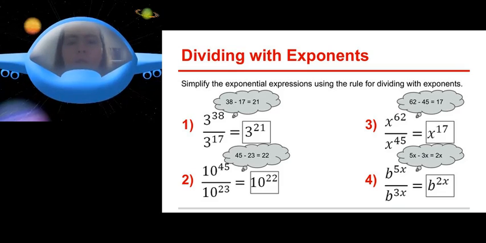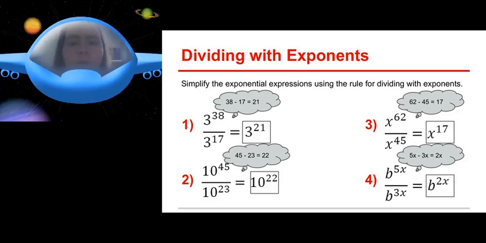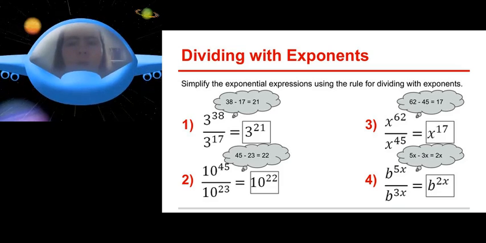And then we have b to the 5x divided by b to the 3x. That is 5x minus 3x equals 2x. Hopefully you remembered that from 7th grade. And then we have b to the 2x power.